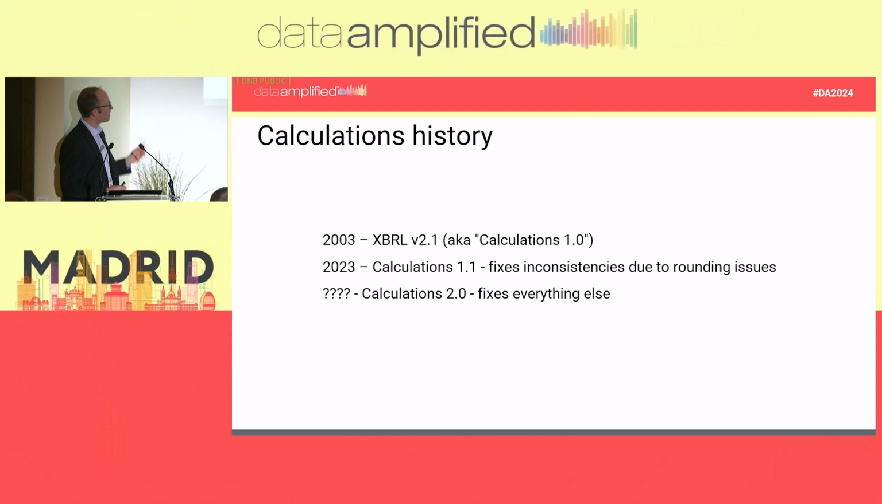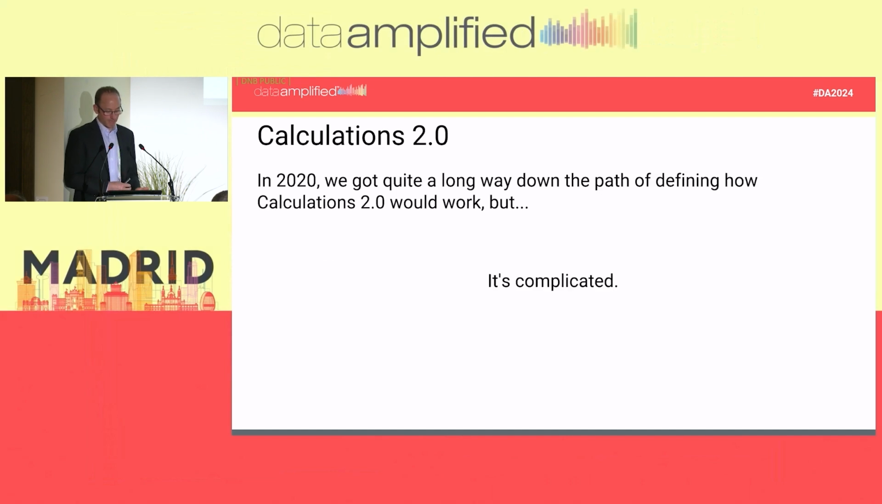However, if you extrapolate this timeline, it's taken us 20 years to do a point release. Calculation 2.0 is going to fix everything else. Maybe that's another 20 years, but actually it's another 0.9 we've got to go. I don't really want to guess when that's going to be finished. But more seriously, we did get quite a long way down the path of exploring what calculations 2.0 would look like. But the short answer is it gets complicated really quickly.